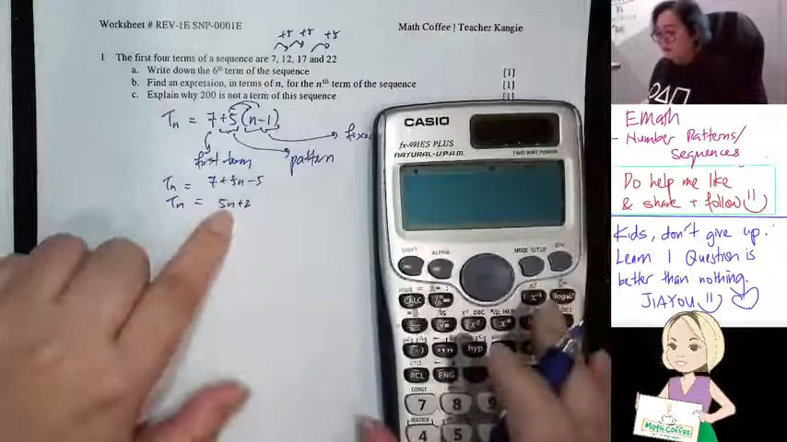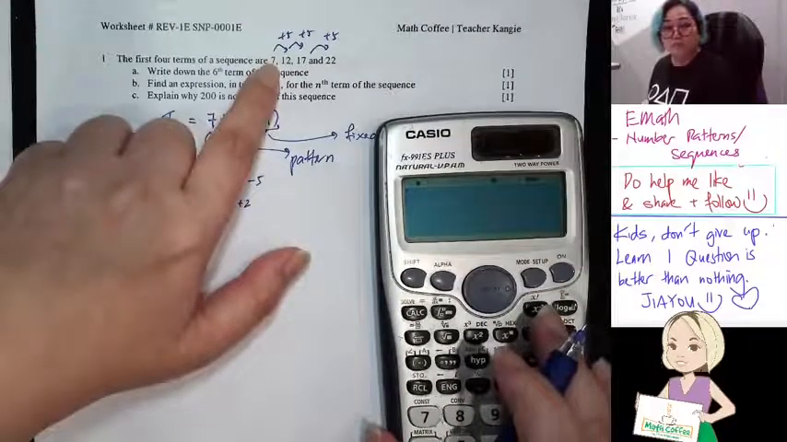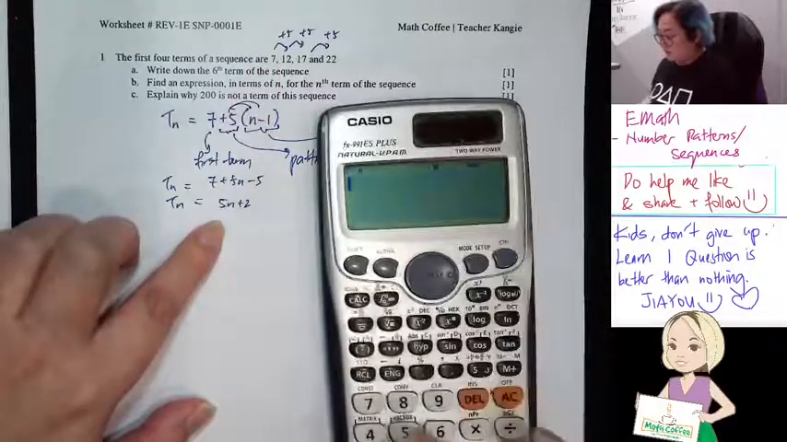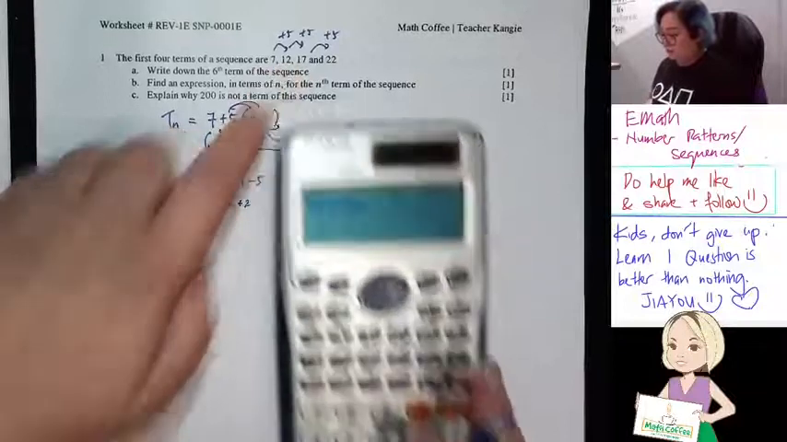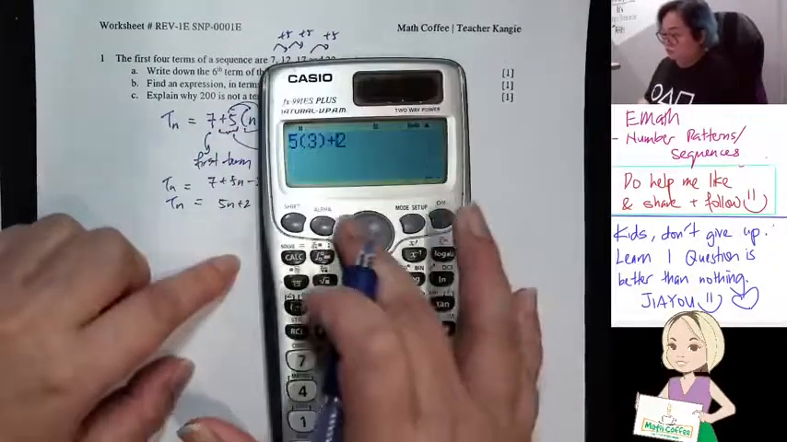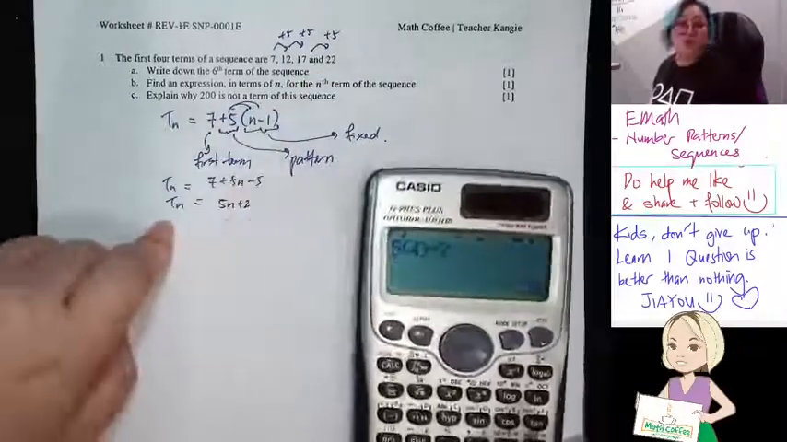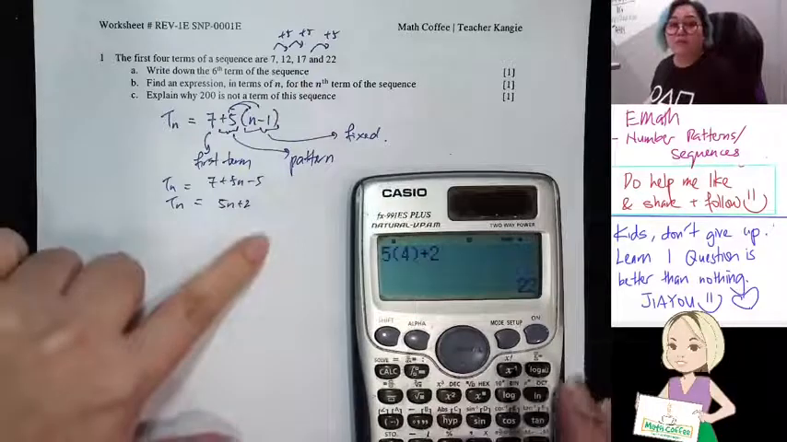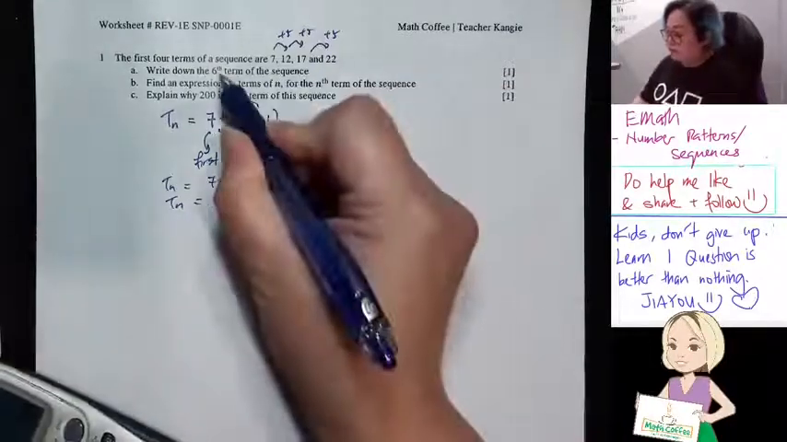So that means if it's the pattern 1, 5 times 1 plus 2, which is 7, which is the first term, which is correct. If it's 5 times 2, which is the second term, plus 2, yes, I also get 12. If it's the third term, 17, also good. Test up to 4 terms, and I also get 22. So that is one way to check that I never make any mistake. You understand?